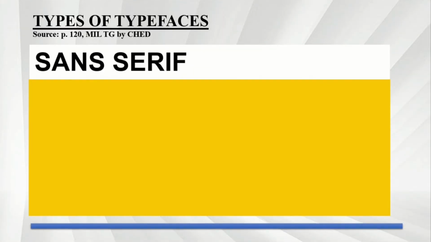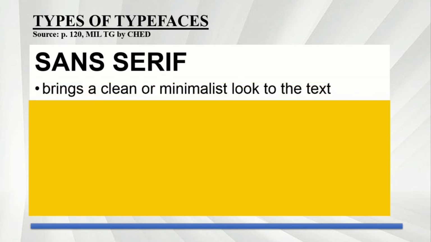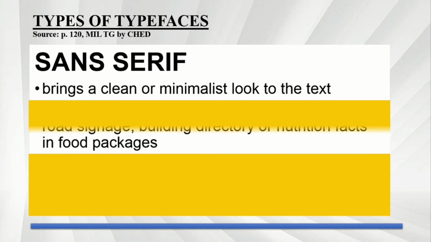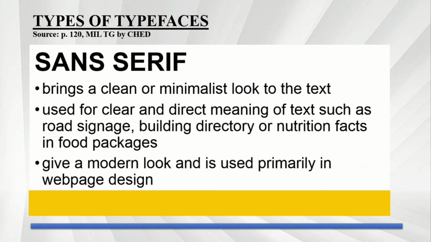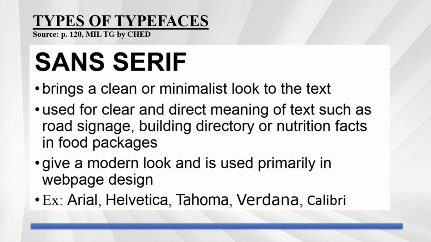Now let us discuss the second type of typeface, which is sans serif. This is the exact opposite of a serif. It brings a clean or minimalist look to the text. It is used for clear and direct meaning of text such as road signage, building directory, or nutrition facts in food packages. It gives a modern look and is used primarily in web page design. Examples are Arial, Helvetica, Tahoma, Verdana, and Calibri.